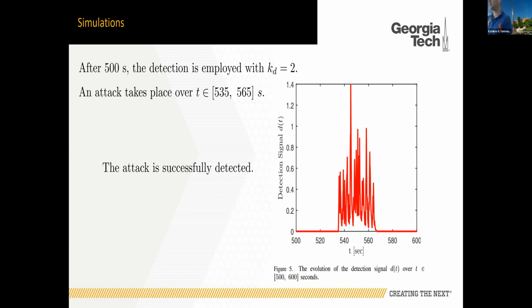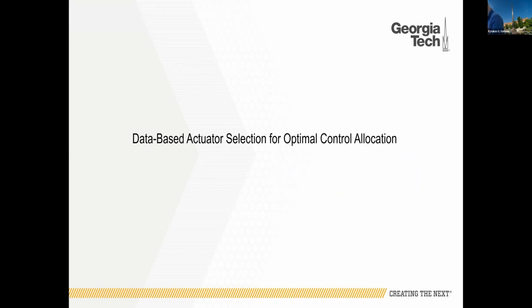So let's go to the last one. Now what I want to do is make the problem a little bit harder. Again, I will consider linear systems, but of course we can do nonlinear as well. I want to do actuator selection, but not only for optimal control and resilience, but for optimal control allocation. It sounds intuitive, but you will see that some major things have to be changed, even in the Riccati equations.